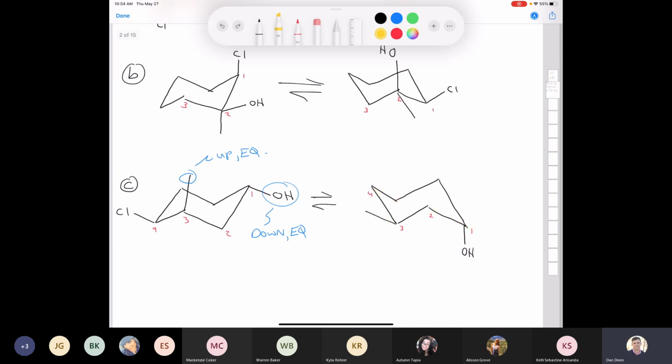And then for my chlorine, it's pointing up. On carbon 4, it's up and axial. Or sorry, up and equatorial, I meant. I'm thinking about the answer. So then on carbon number 4, it would be up and axial. Like that, comme ça, as we say in French.